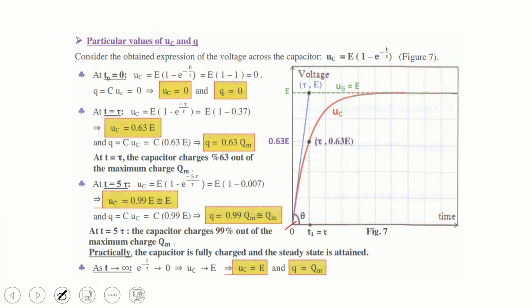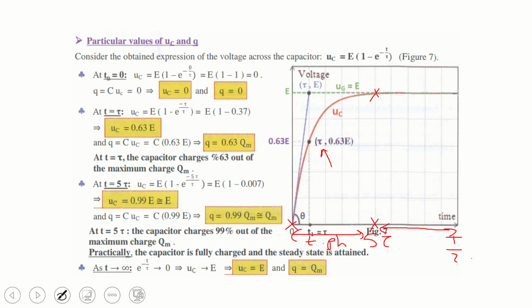Actually, the time between 0 and 5 tau is called the transient phase, where the voltage UC is variable. At 5 tau, practically the capacitor is fully charged. So we say that the permanent phase or the steady state is attained between 5 tau and T/2.